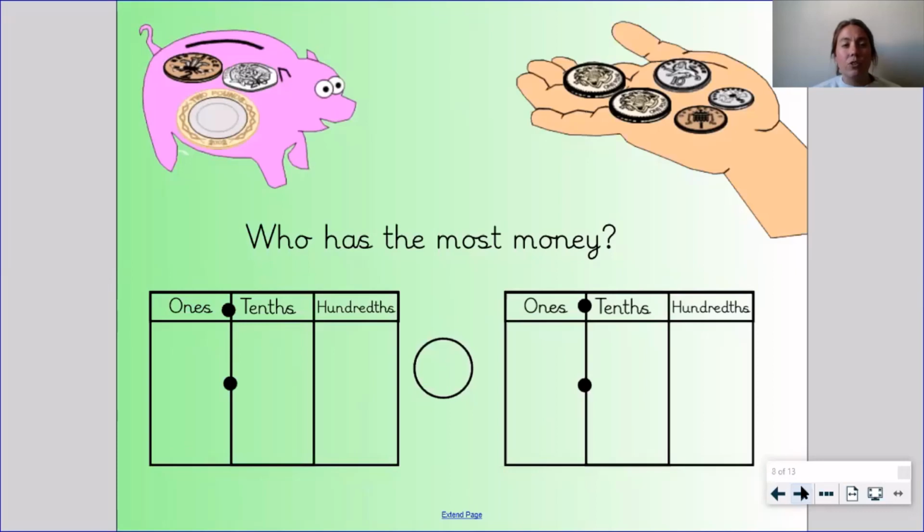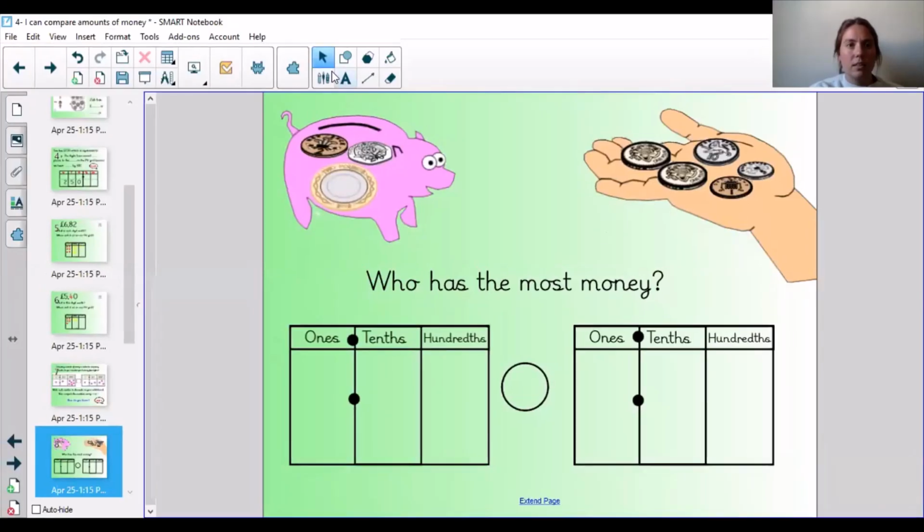Okay, so again, we've got 2 amounts of money here. Which one is bigger? Well, I can use my place value chart now. If I fill in my place value chart, I've got how many wholes on this side? Well, I've got 2 wholes on this side, and then I've got 20. So I've got 2 in the tenths column, and then again 2 in the hundredths column.